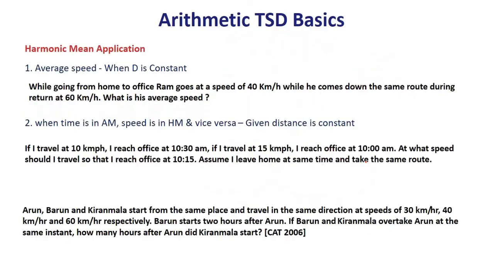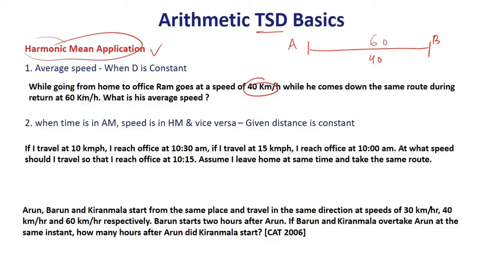Let's move forward. An important aspect in TSD is the application of harmonic mean. There are a couple of cases where you will apply harmonic mean and it works as a shortcut. Let us see the first case. Whenever you have distance as constant, let's say a person goes from A to B, and the speed that he goes is 60 and the speed that he comes back is 40. In the first case, home to office 40 km per hour and office to home at 60 km per hour, right? The excitement of coming back home, hence greater speed.